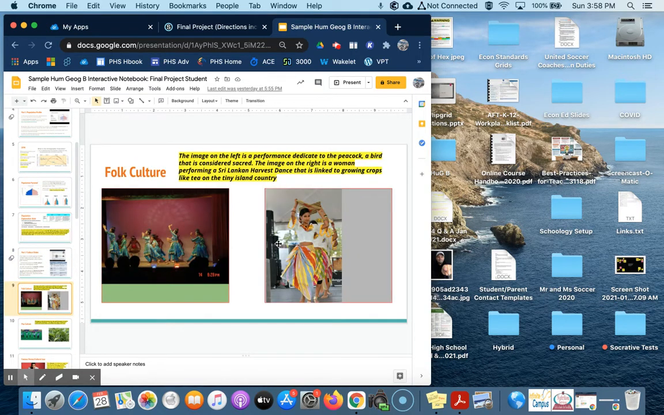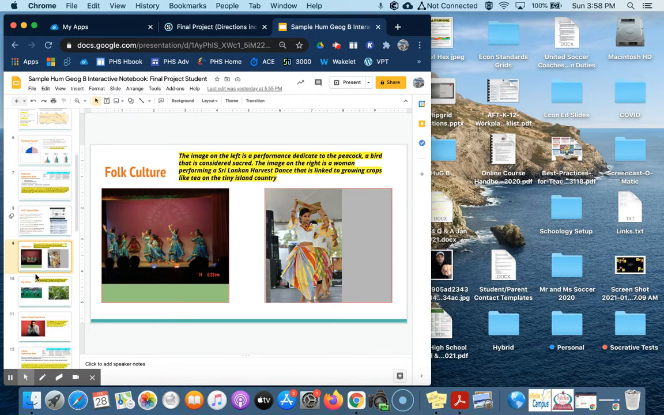And so I found a couple of pictures of traditional dances or celebrations. Celebration of the peacock, the dance of the harvest. I put in captions on what you're looking at in the image. Make sure that you're descriptive when you are telling the viewer what they are looking at. Saying this is a dancer is probably a good start, but should be more detailed than that. A dancer for what? So in this case, it's a harvest dance, which is linked to growing crops like tea in Sri Lanka, the tiny island country.